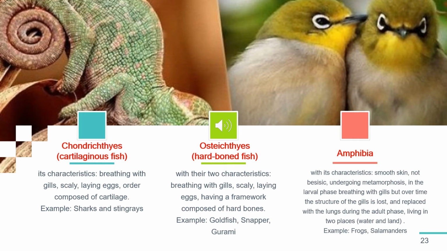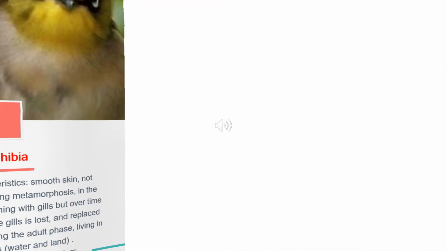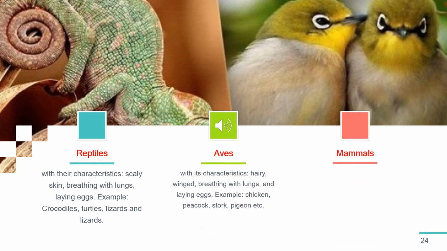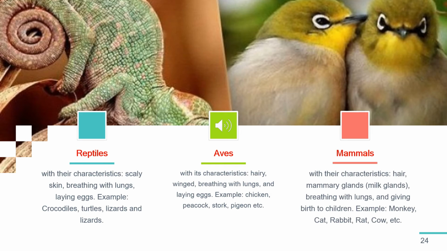Kingdom Animalia itself consists of many groups, such as chondrites or cartilaginous fish, which have characteristics like breathing with gills, being scaly, laying eggs, or being composed of cartilage, for example, sharks and stingrays. And the other is hard-bone fish and amphibia. Another division are reptiles, apes, and mammals.